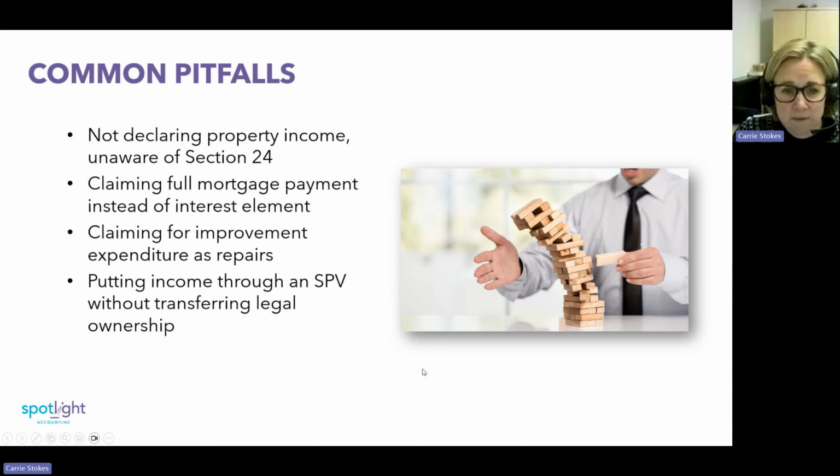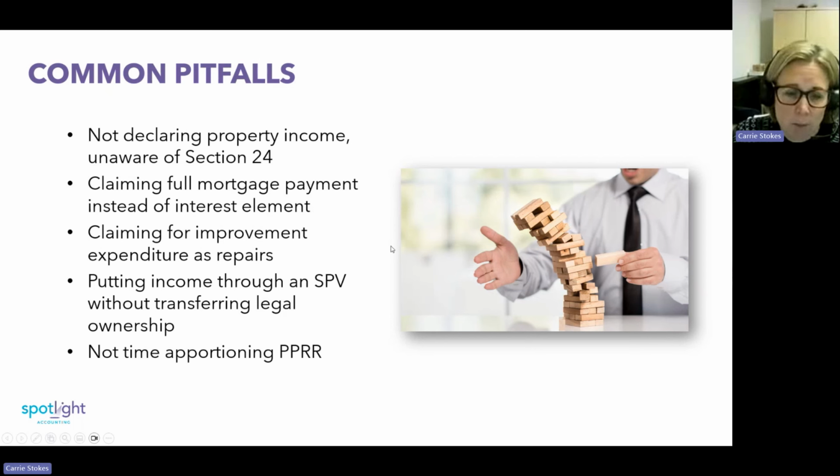Putting income through an SPV without transferring the legal ownership. We have situations where clients have created a property company, but the mortgage and the property are in their own personal names, and they've been trying to put the income through a limited company. To put a property through a limited company, it needs to be transferred properly with a solicitor. This does come to bite landlords on the backside, so to speak, when they come to remortgage properties, because there isn't a tax return showing the right level of income, and that often causes difficulties with getting a mortgage.